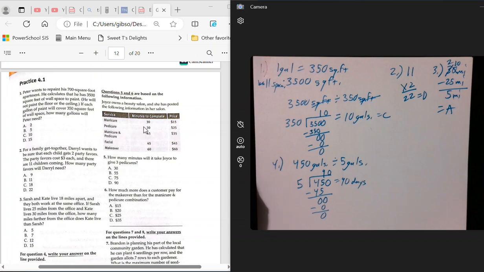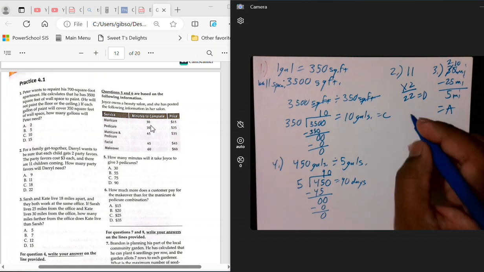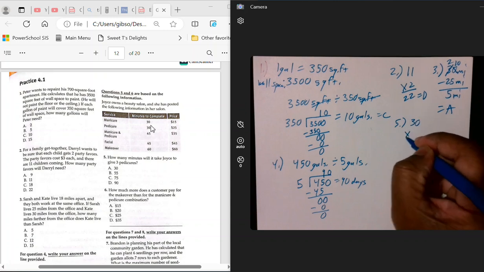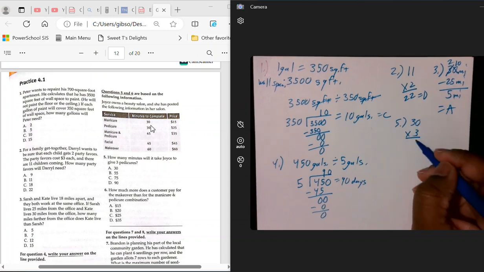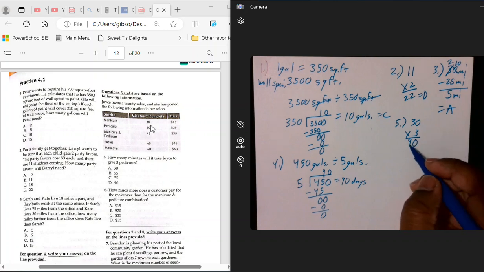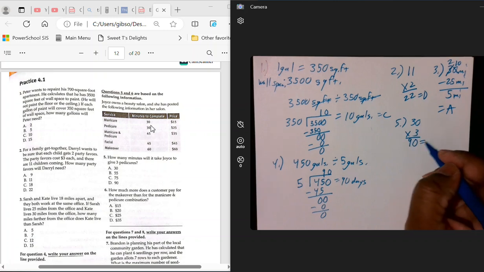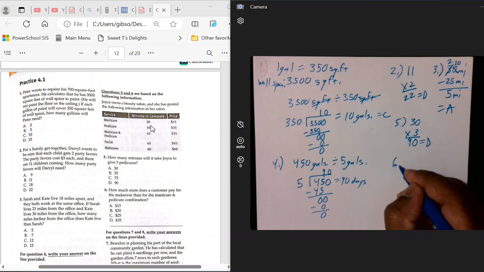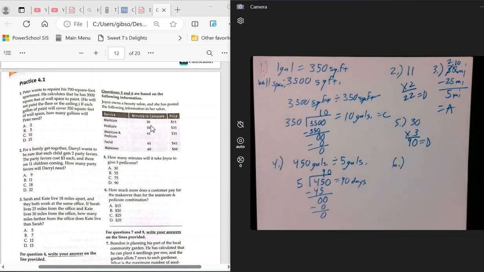So we look here at pedicures. It takes 30 minutes for 1. So she wants to give 3. So we'll take 30 times 3. So 3 times 0 is 0. 3 times 3 is 9. So it would take 90 minutes, which is D. Okay, now we look at number 6.